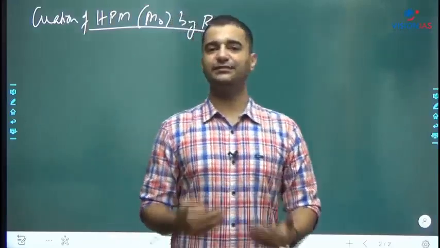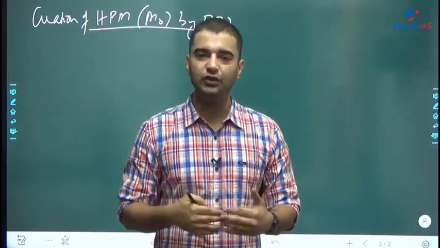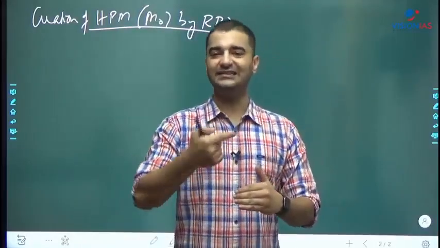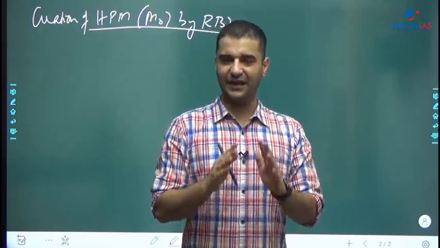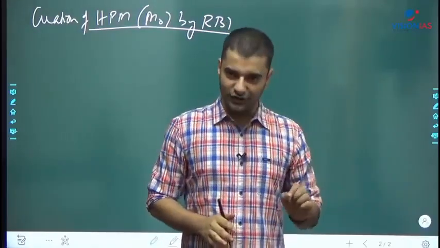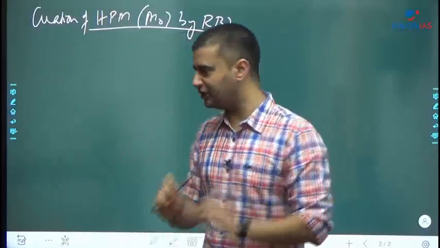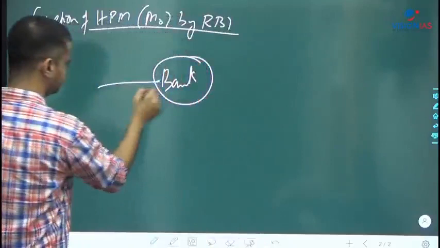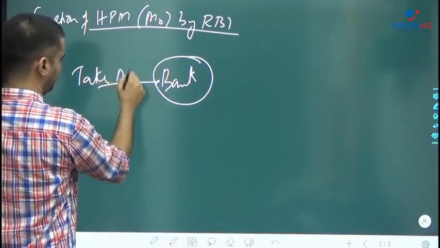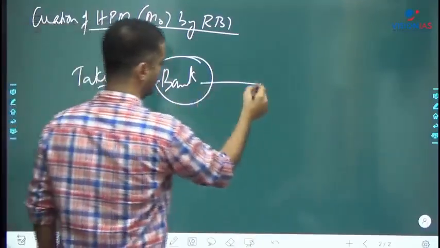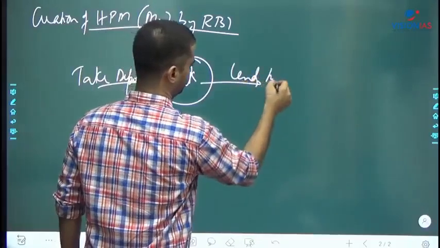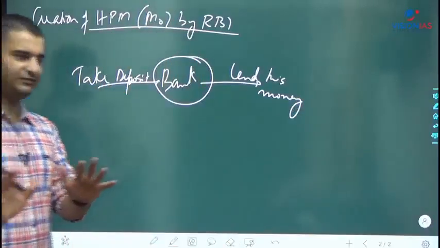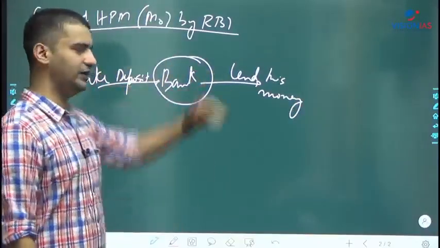Banking system creates money by the process of lending and re-lending the same money. Banks essentially, what do they do? They take deposits and they give out loans. This is the essential function of a bank, to take deposits and lend this money. This is essentially the central function that the bank does. डिपॉजिट लेना और लेंड करना.